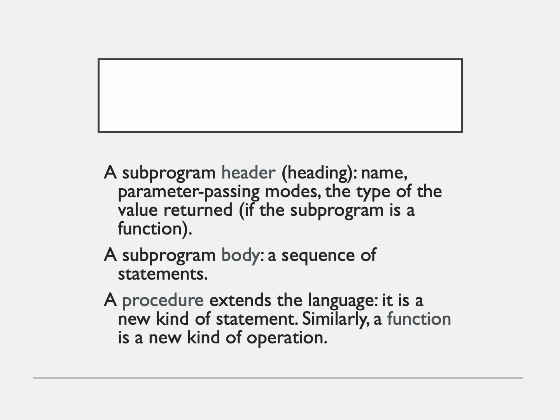A procedure extends the language by introducing a new type of statement which can perform a series of operations and then terminate without returning a value. On the other hand, a function introduces a new kind of operation that not only performs tasks but also returns a value. This distinction is crucial in how we structure and understand the flow of data and control within our programs.